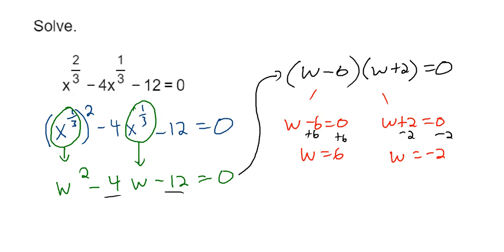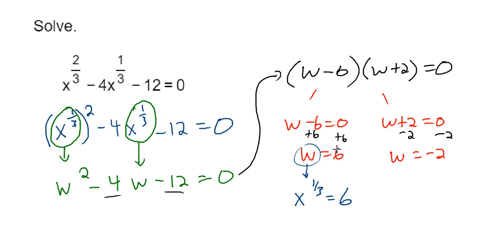But then we want to take W back out, put the original variable back in. W replaced X to the 1/3 power. So when we're done with W, it gets replaced with the thing that it replaced originally. You take the W out, you return the thing that it originally replaced back to the equation. And what it originally replaced was X to the 1/3 power.